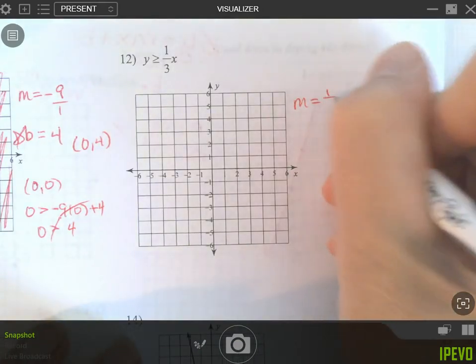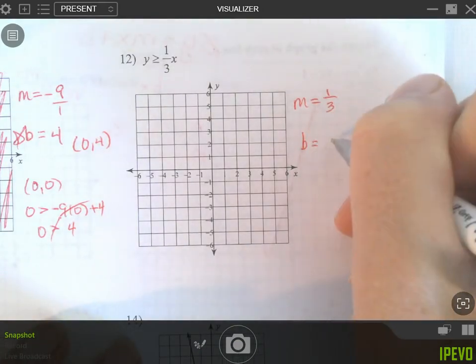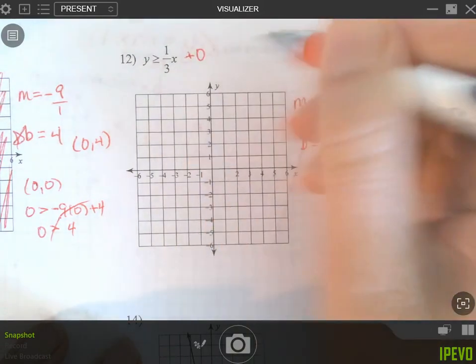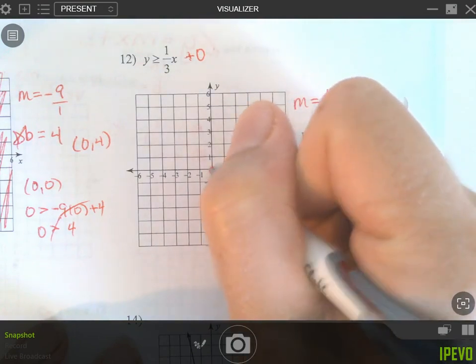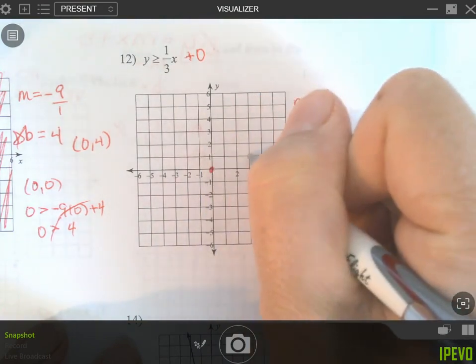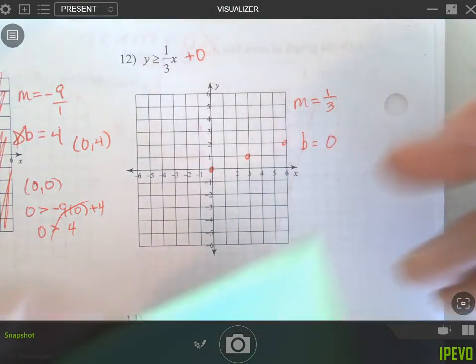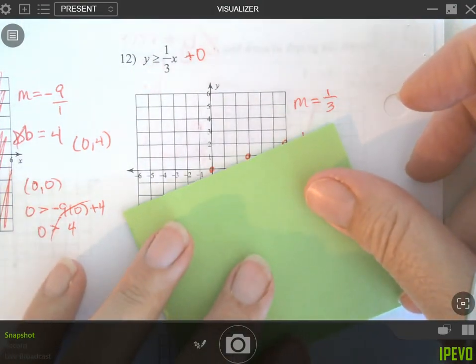+1/3. Okay, y-intercept? But what would we say then? 0. So we could put a 0 in there. It doesn't change anything. So start on 0, rise 1, run 3. So uphill, do we agree? Dashed or solid? Solid line because it can be equal.